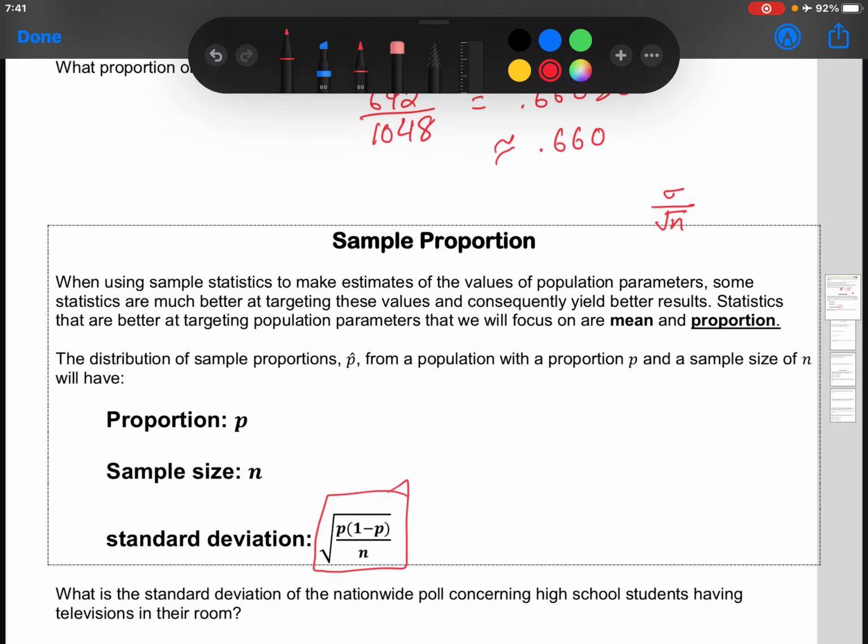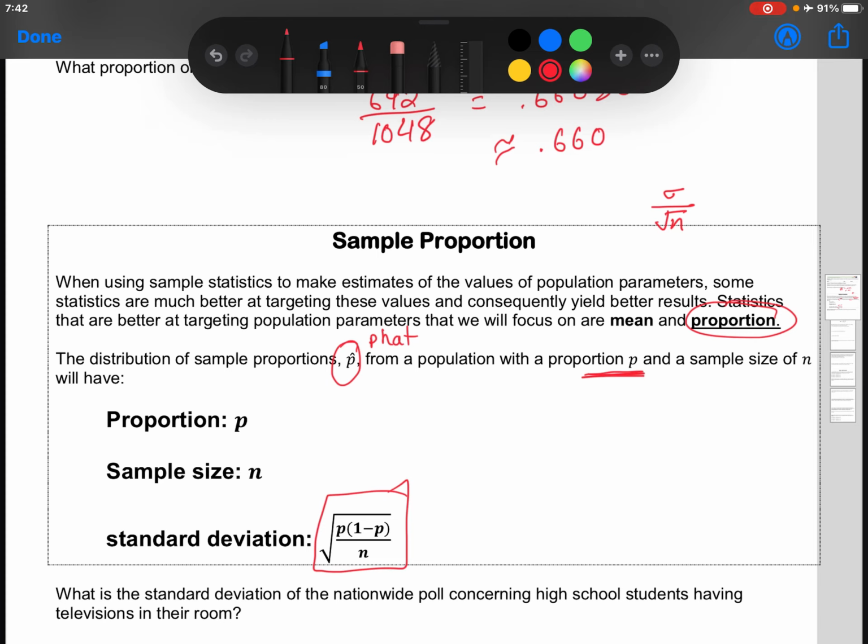When using sample statistics to make estimates of the values of population parameters, some statistics are much better at targeting these values and consequently yield better results. Statistics that are better at targeting population parameters are the ones we will focus on, our mean and proportion. So we just found a proportion, right? Proportion is usually written as a fraction or a decimal, right? So the distribution of sample proportion. Sample proportion is written as p hat. Literally p hat. That's how you read it. P hat, from a population proportion, which is just p, normal p.